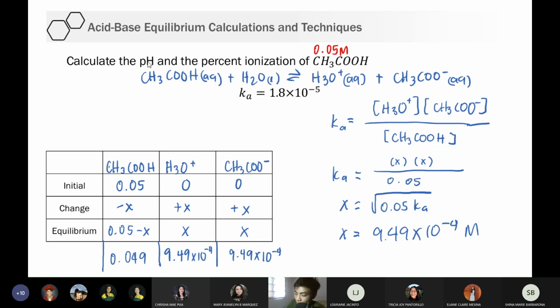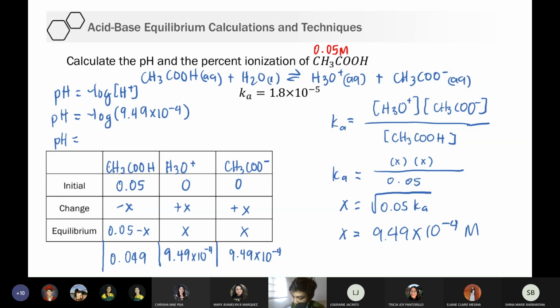Well, let's get the pH. That's negative log of H plus concentration at equilibrium. Emphasize ko yon. Baka makalimutan, at equilibrium. So, pH is, pakipindot na lang, 9.49 times 10 negative 4. pH is 3.02. That is the pH of our acetic acid solution whose concentration is 0.05.